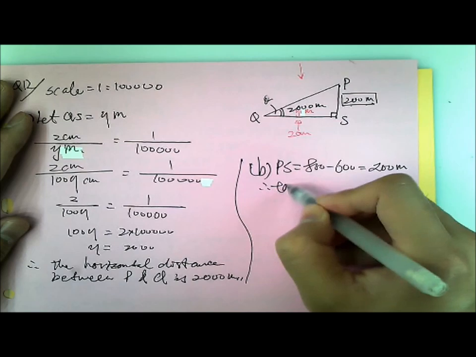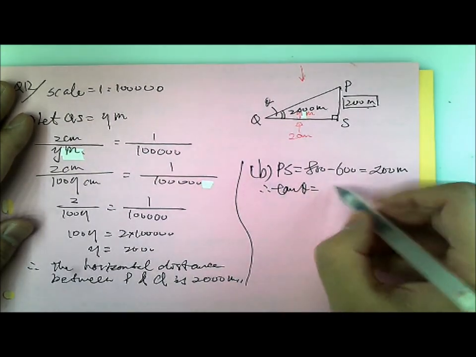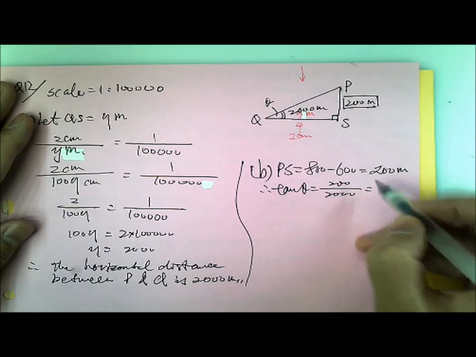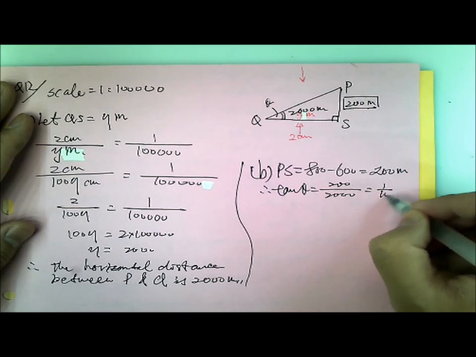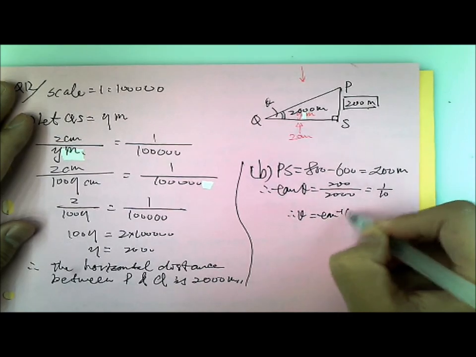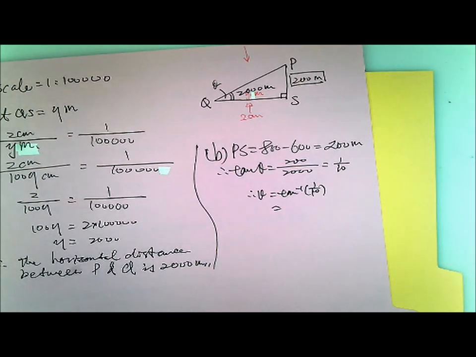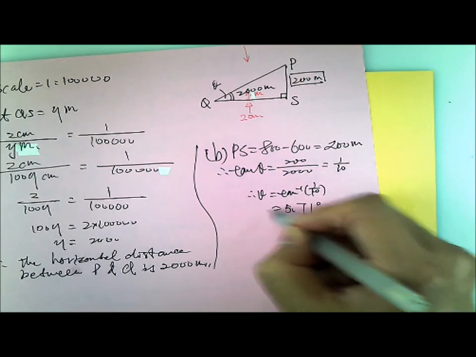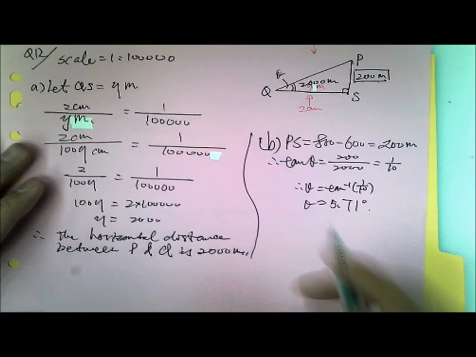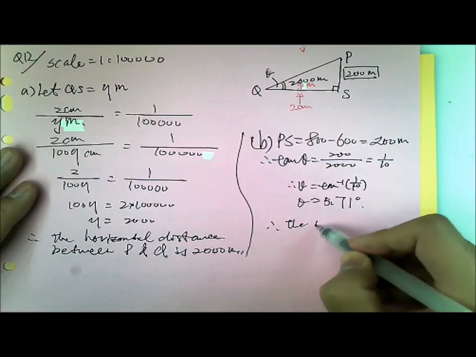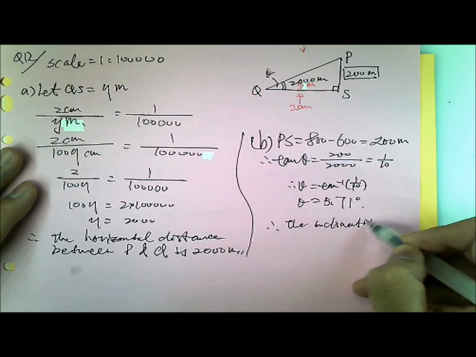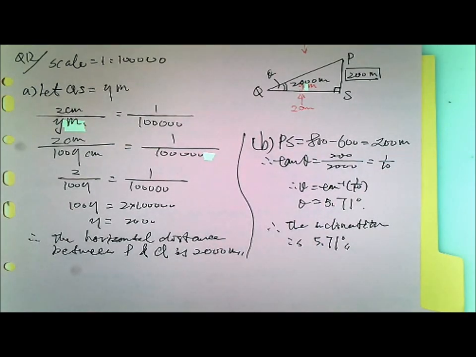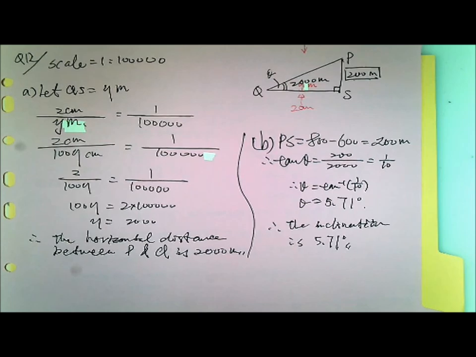Understand? Then you do the tangent, okay? Tangent theta equals 200 divided by 2000. Okay, so make some simplification here. It is actually 1 over 10. Okay, so theta equals arctangent 1 over 10. You find some angle. Okay, so it would be 5.71 degrees. Okay, then you can make a conclusion. So the inclination is 5.71 degrees. Okay, understand?